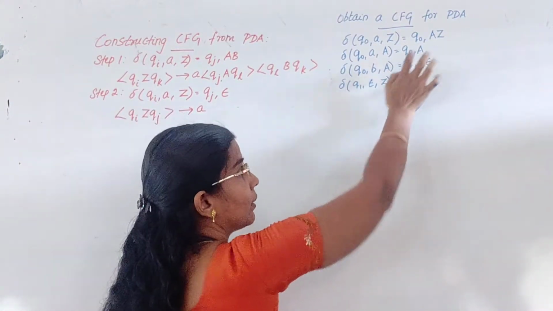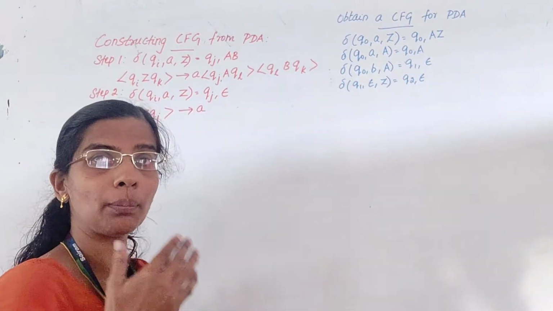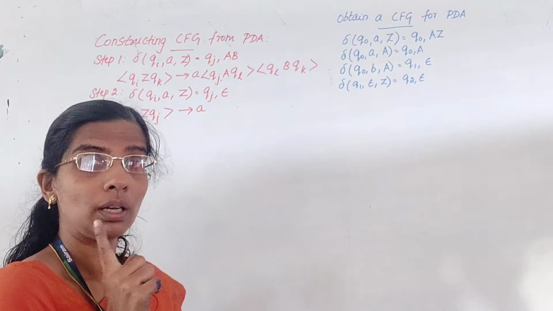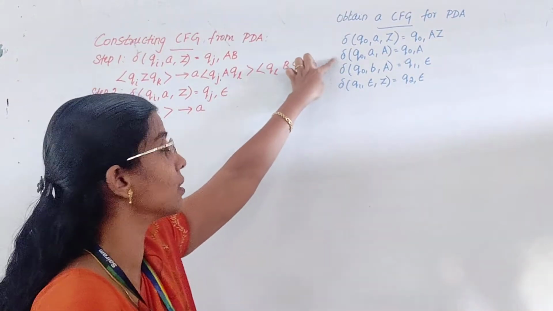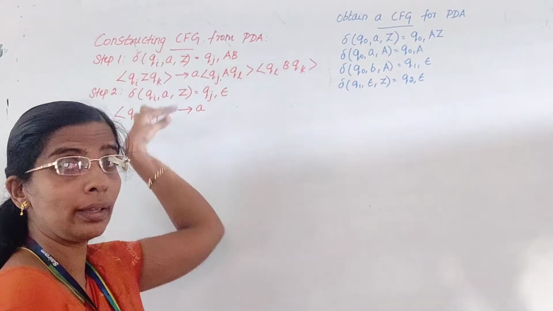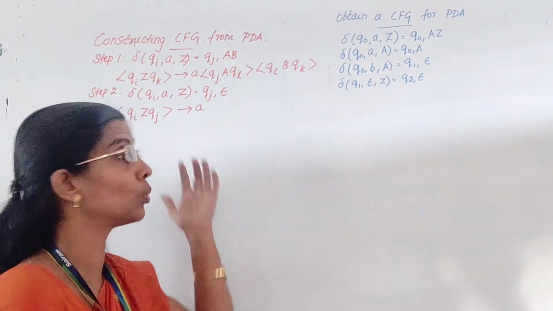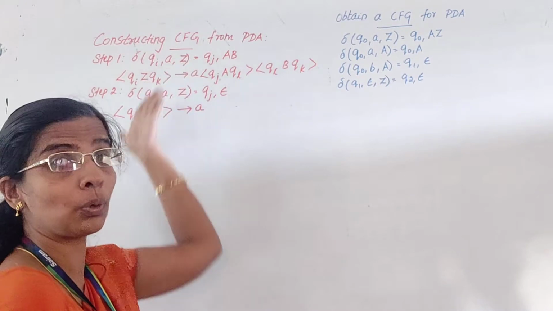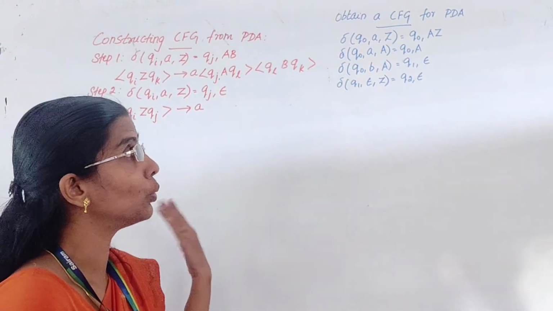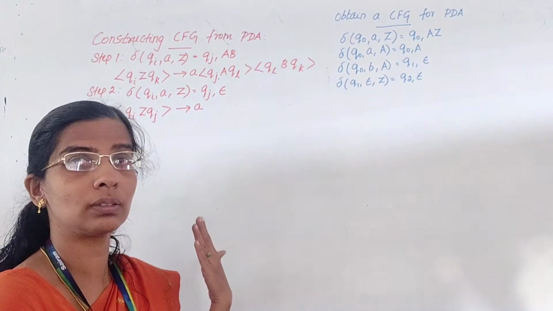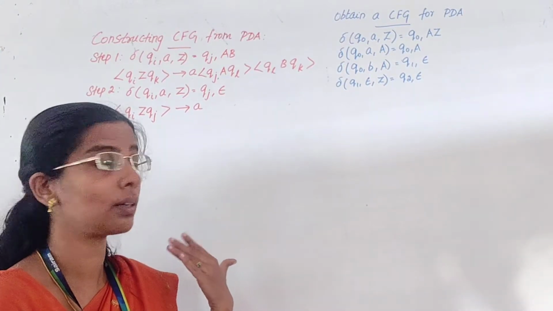But the second transition is only Q naught comma A. It has only one non-terminal. So this second transition doesn't suit either of these two steps. It suits neither step 1 nor step 2. So you have to rewrite the second transition.